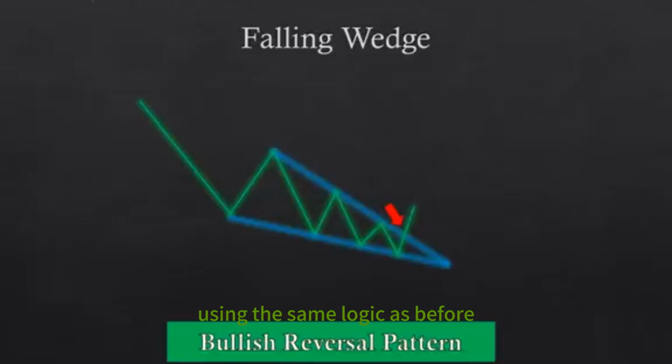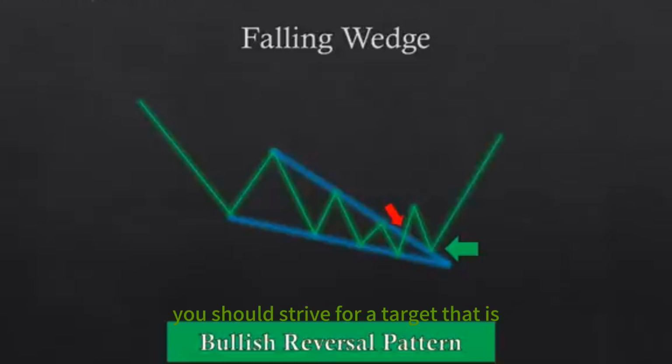Using the same logic as before, the ideal entry happens when price retraces back to the upper line of the falling wedge to test it as support. Logical stop loss is below the lowest low in the wedge, and it should strive for a target that is at least 3 times as big as your stop.